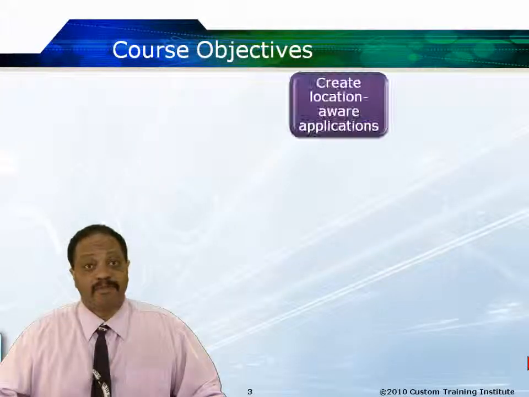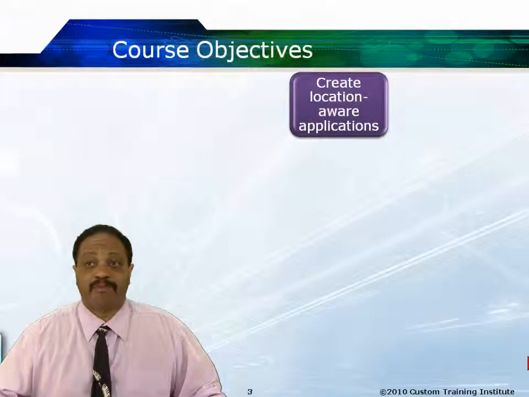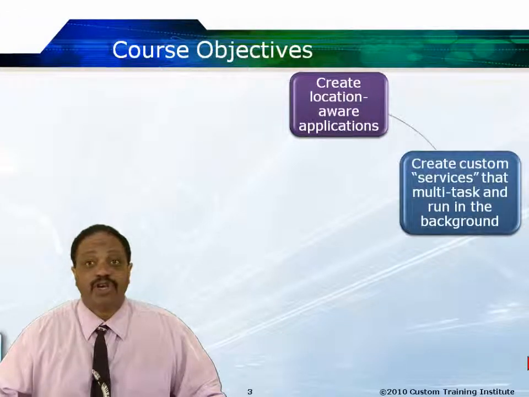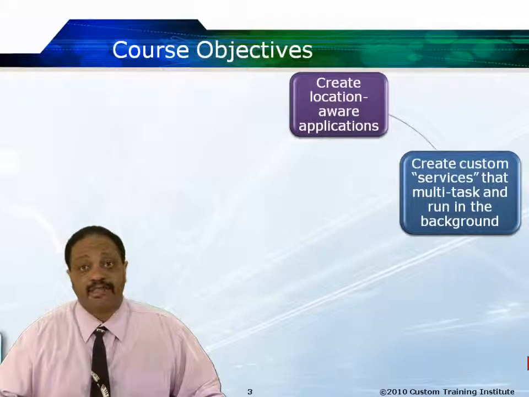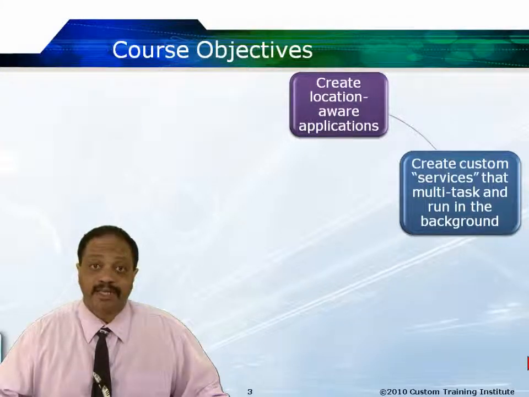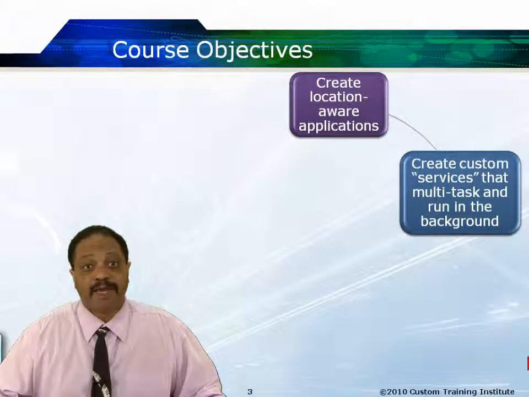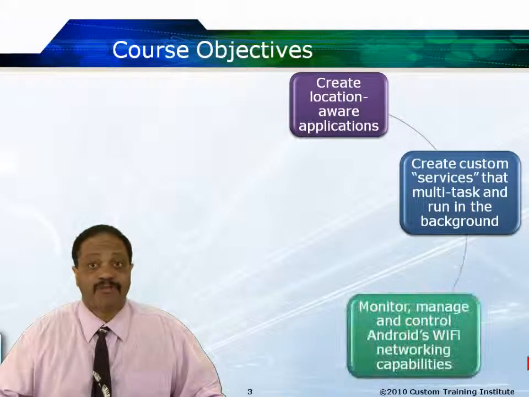So by the time you get done with this course, you'll be able to create all these different types of location-aware applications, such that when you take your Android device to a particular area, you'll be able to know what to do. You'll also be able to create customized services, and these customized services will be able to run multiple tasks simultaneously. They'll be able to run tasks in the foreground and run tasks in the background, and they'll be able to pass information back and forth between those different types of tasks.